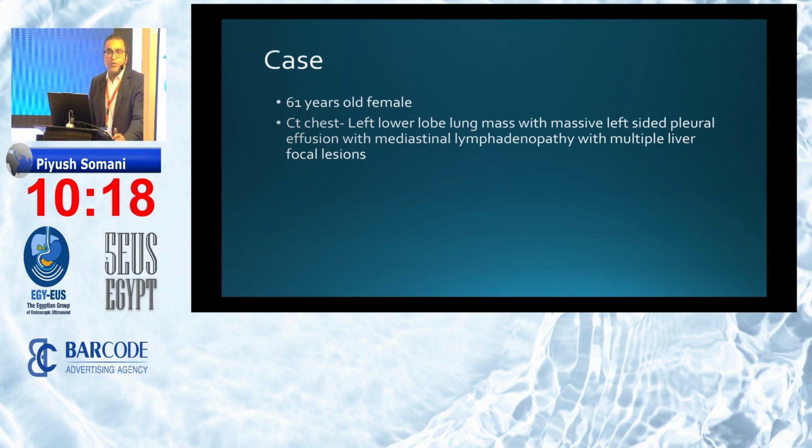First and foremost, the first case is a 61-year-old lady with a CT chest suggestive of a left lower mass with massive pleural effusion. This patient first underwent thoracocentesis of around 2 to 3 liters.